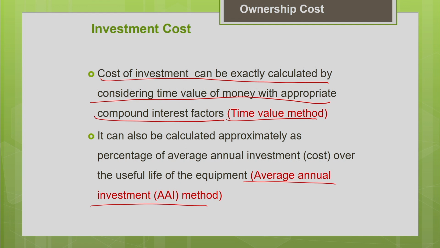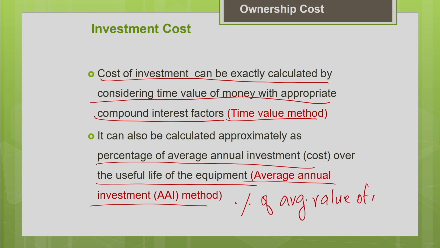In this method you are going to calculate the thing approximately as a percentage of average annual investment over the useful life of the machine. That means your cost of investment will be expressed as a percentage of the average value of the machine. So you know that your machine is going to depreciate gradually over a period of time, over its useful life.